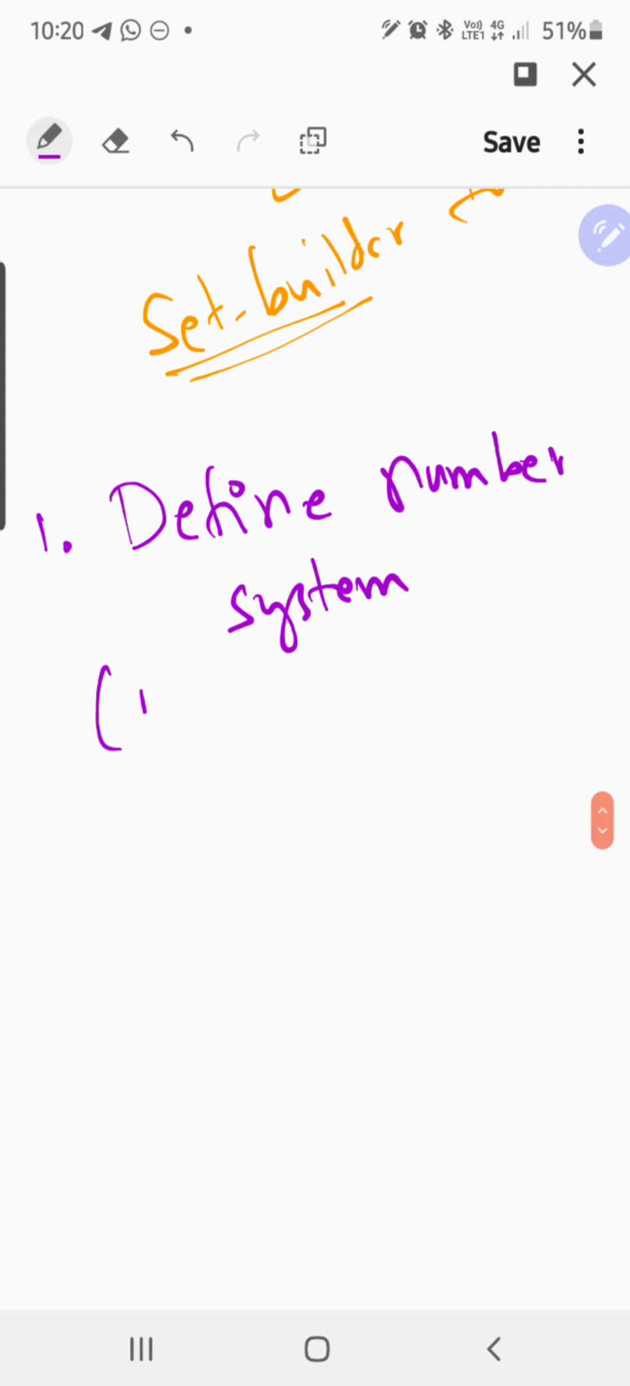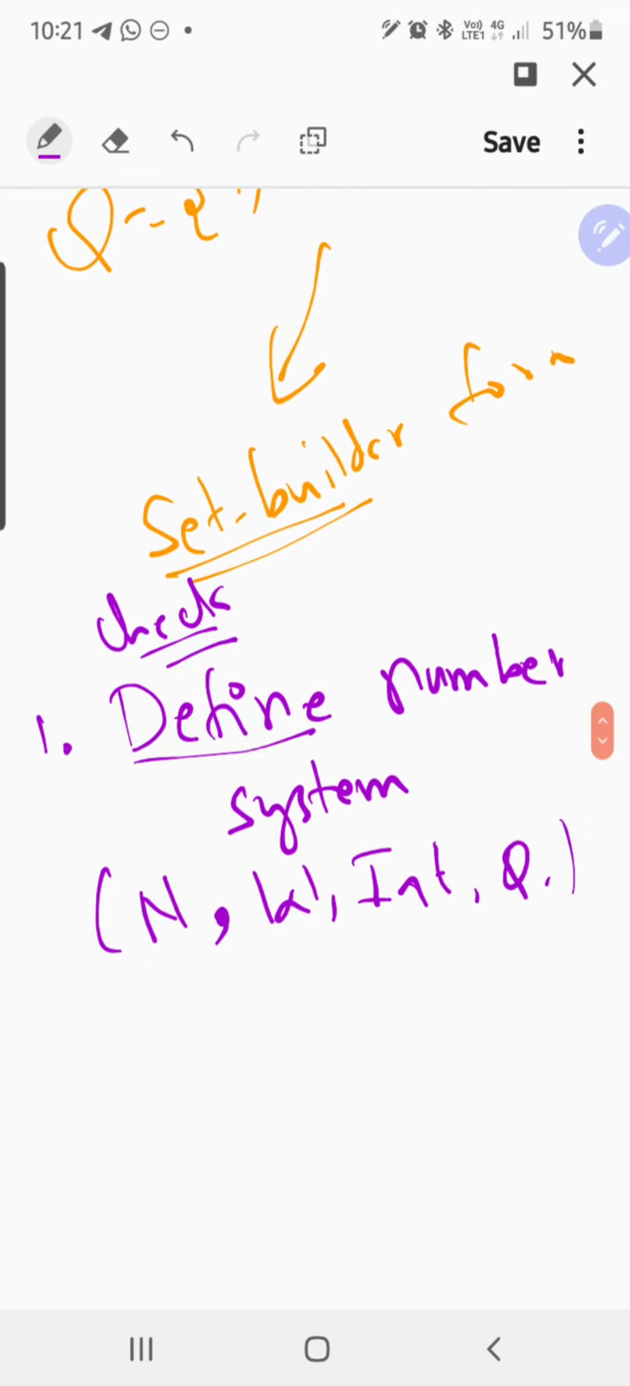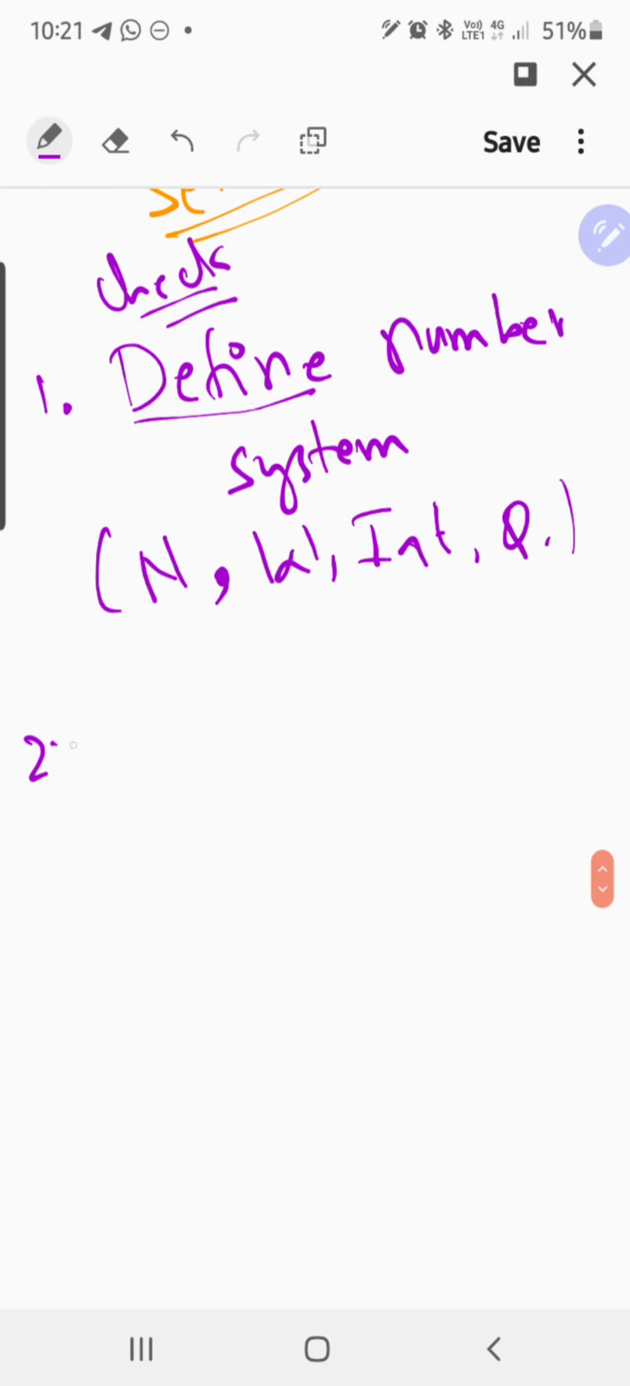What do you mean by number system? Whether the number system is natural number, whole number, integer, or rational number, irrational number, like this you have to say. Okay, these all are our number systems. Second, check for the number system, or define the number system, what number system is present in it. Next, second, which formula is going to be used.